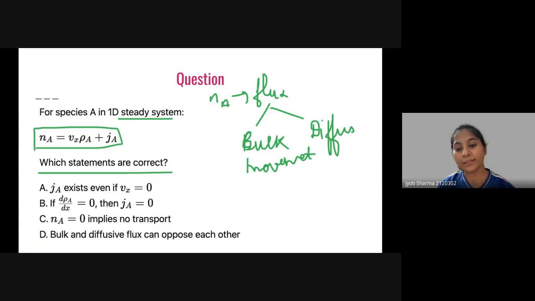So what I'm saying is that whenever you are moving something, let's say from water to air, there are two terms that will determine this movement. The first is bulk movement. Bulk movement means whenever you have any velocity, or if you have any flow rate.